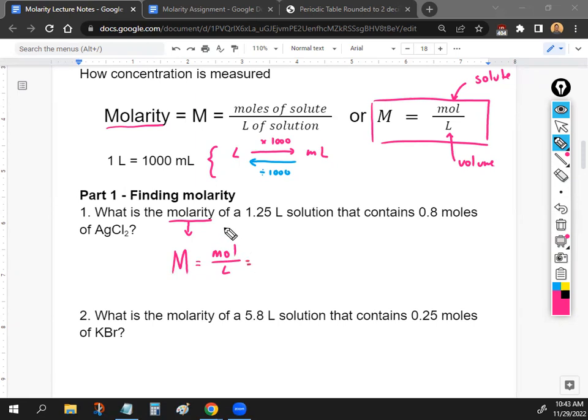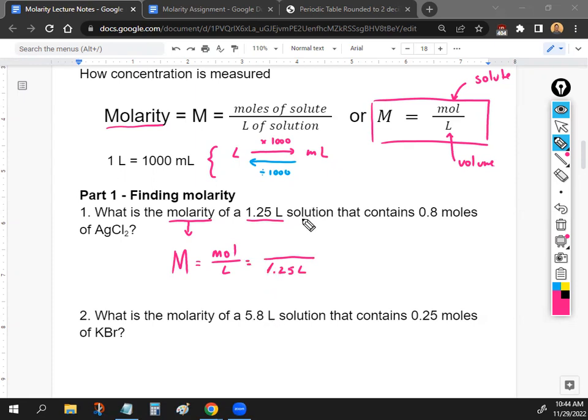So let's take a look at the question. It asks what is the molarity of a 1.25 liter solution. So we have 1.25 liters. So where should we put it on the fraction? The top or the bottom? Yeah, bottom. We're just going to put 1.25 liters on the bottom of the fraction.